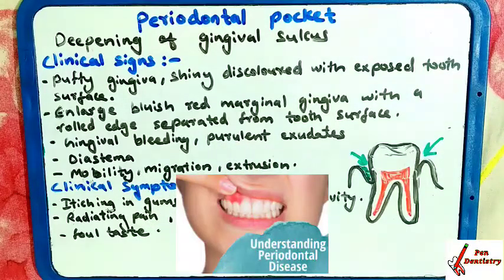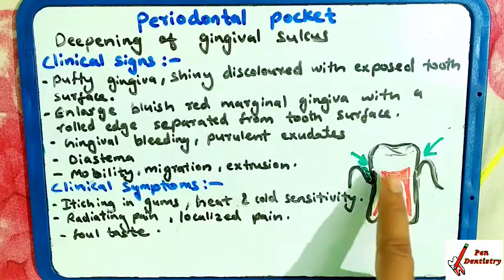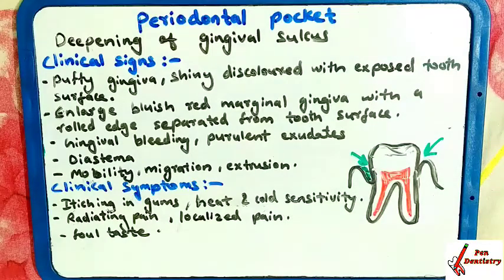Purulent exudates. Purulent exudates means there will be some kind of liquid between the gingiva that forms the sulcus and the tooth. There will be some exudates, some liquid type material.